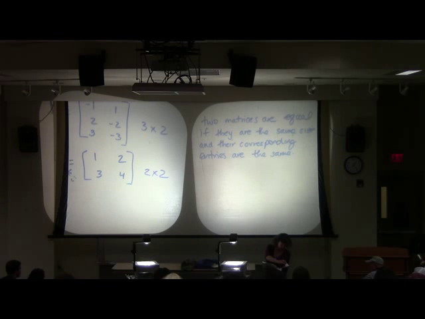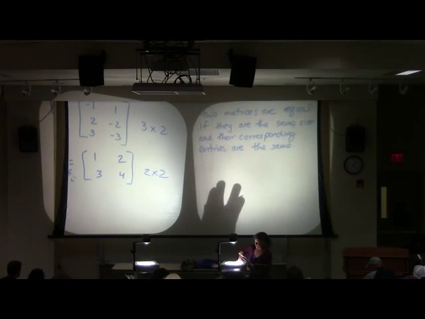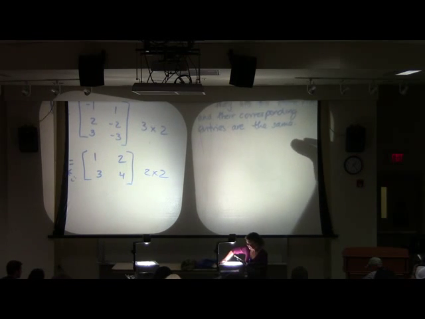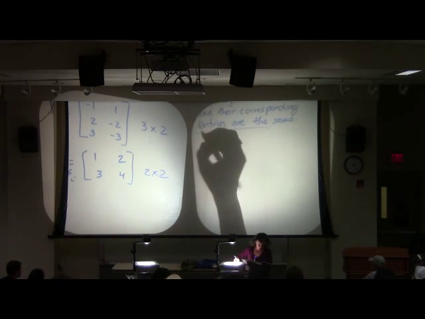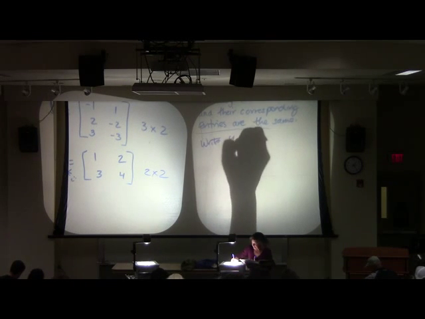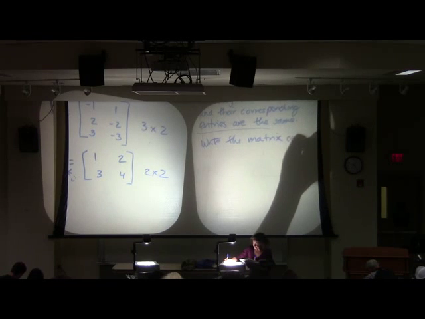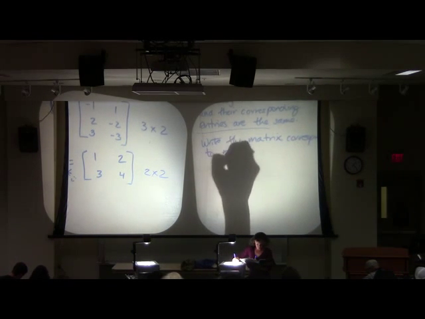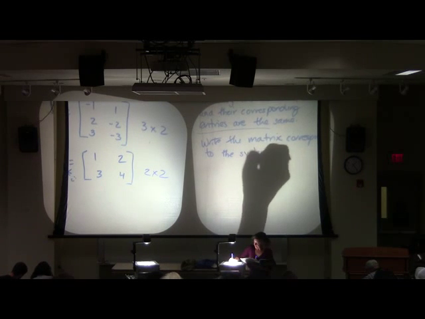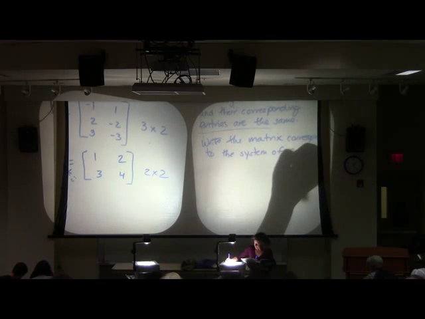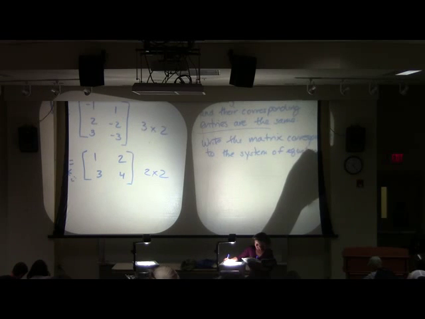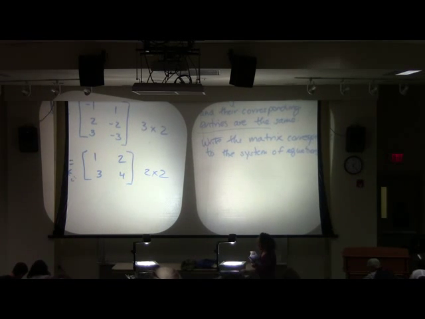Suppose I have the following system, and what I want us to do for these next 2 examples is the following. We want to write the matrix corresponding to the system of equations. And we'll do a couple examples here.